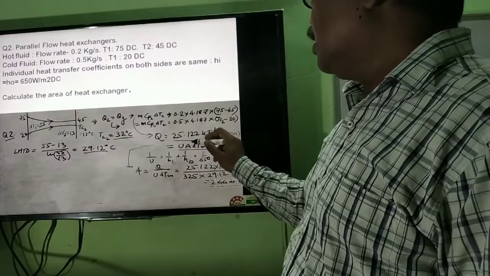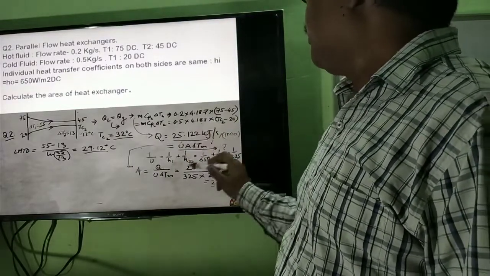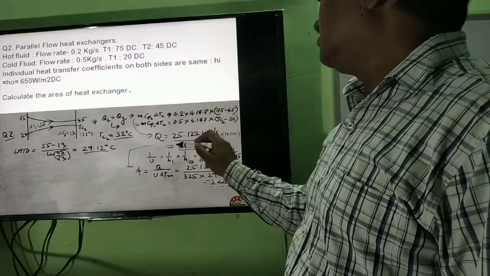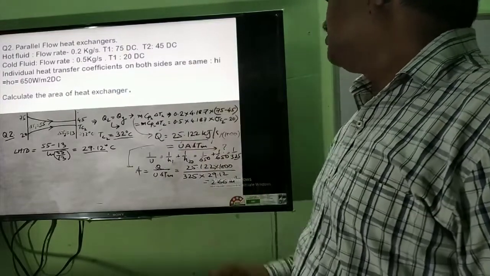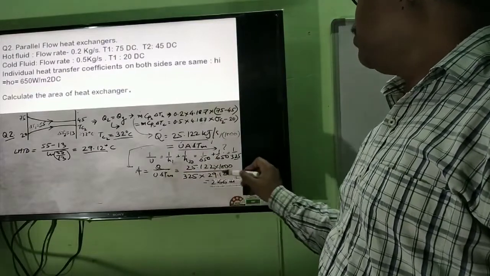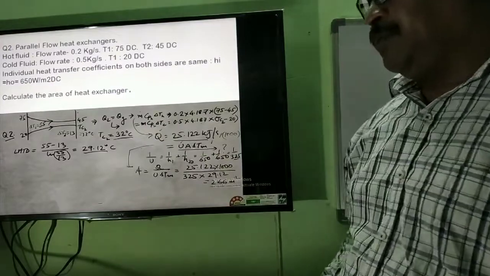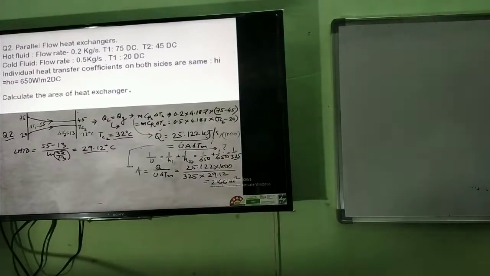This you got, here you got, and this you got from here. So ultimately A will be Q divided by this. Put the value, it will be 2.66 square meters. Okay. This is the second type of question. So from this question you can find out the area as well as the terminal temperature.